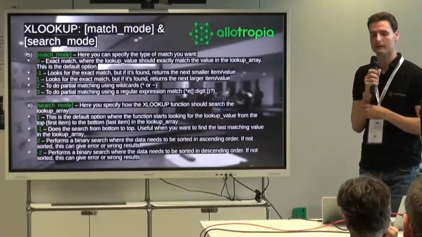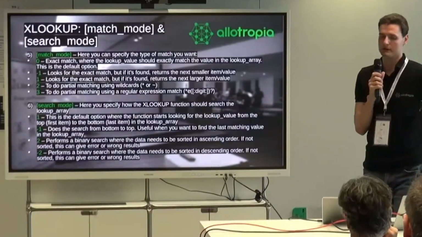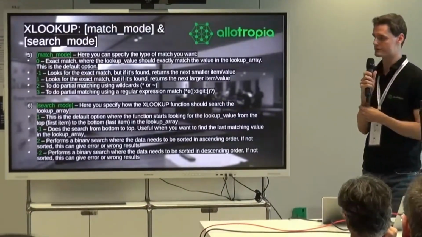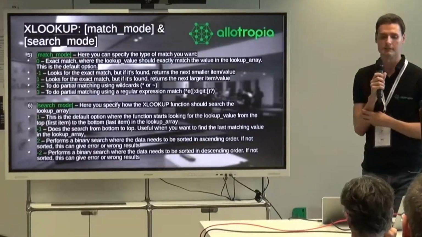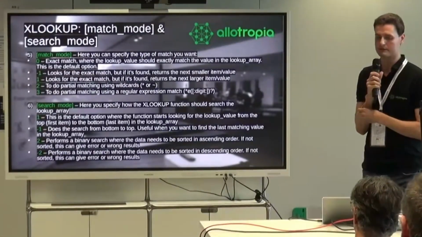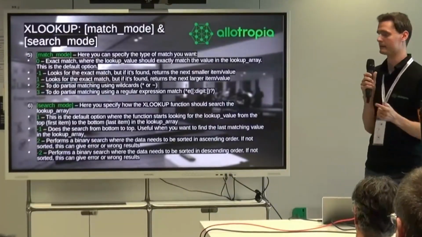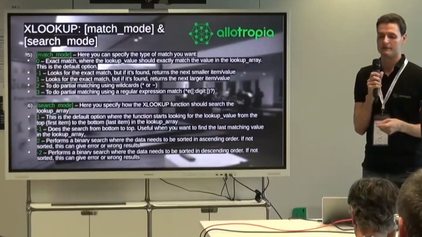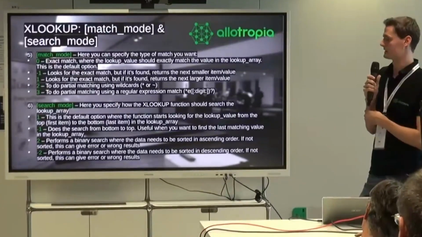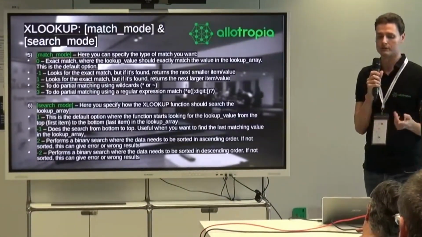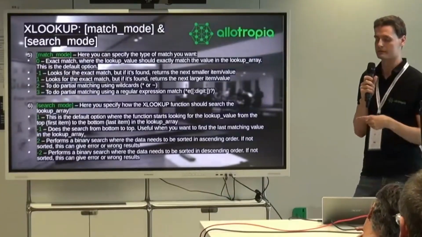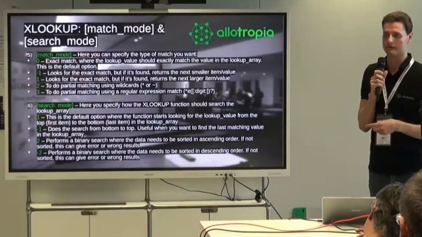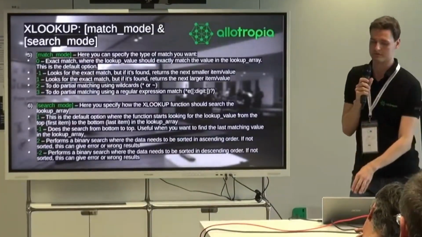The last parameter is the search mode. We have four options here. One is the linear search mode, which searches from the first item until the last item. And we have the reverse search mode, when we are searching from the last item until the first item. And then we have two binary search modes, depending on whether the dataset is ordered in ascending or descending mode. It's necessary to order the data in ascending or descending mode, otherwise the function can return a false value.